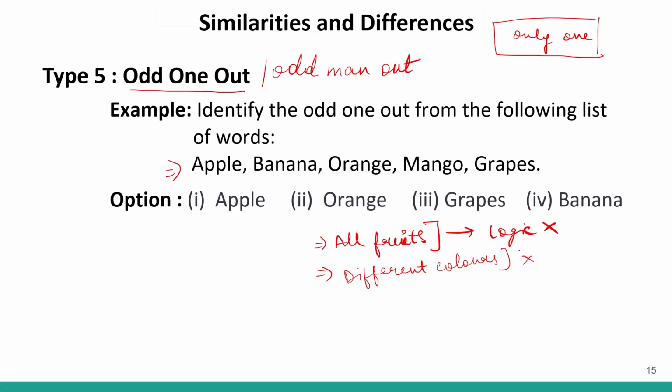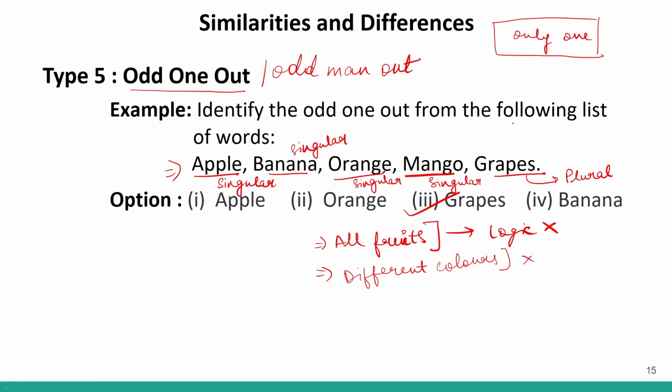So now let us look at a different logic. I can see apple is a singular word. Similarly, banana is also a singular word. Orange is also a singular word. Similarly, mango is also a singular word. Grapes is a plural word. So out of all the given options, only grapes is the one which is in a plural form. Everything else is in a singular form. Therefore, our answer will be option number 3, grapes.